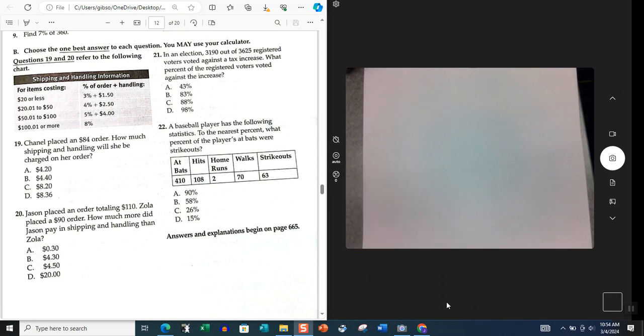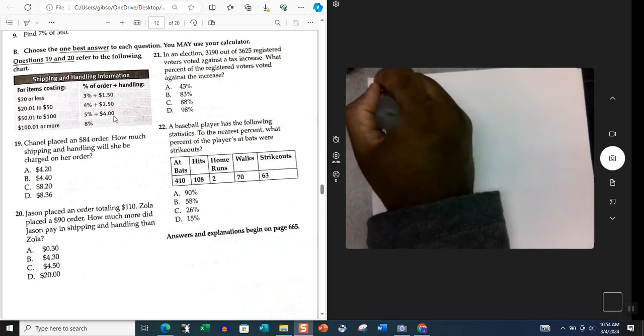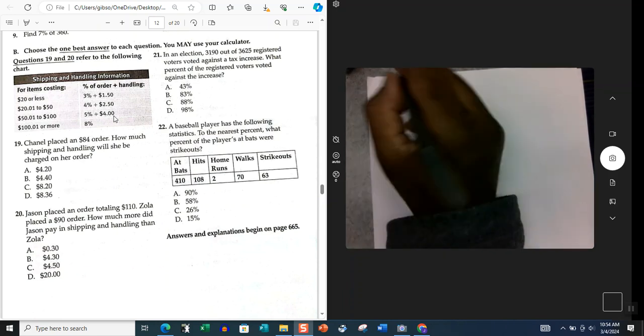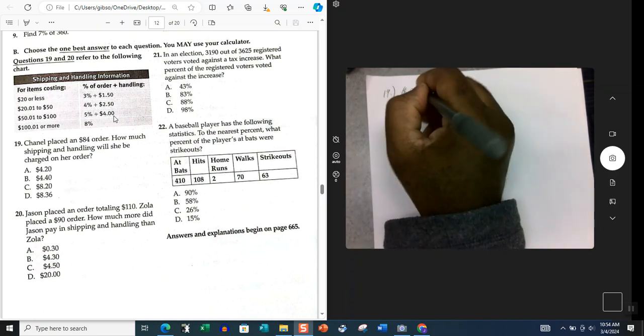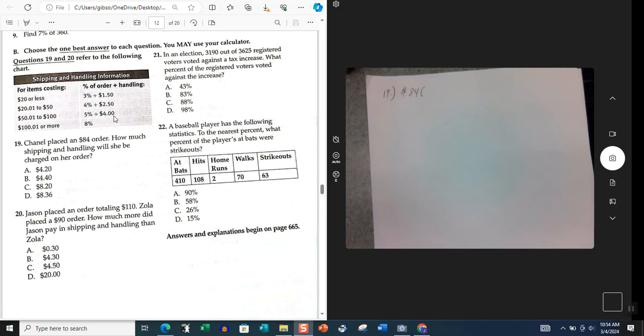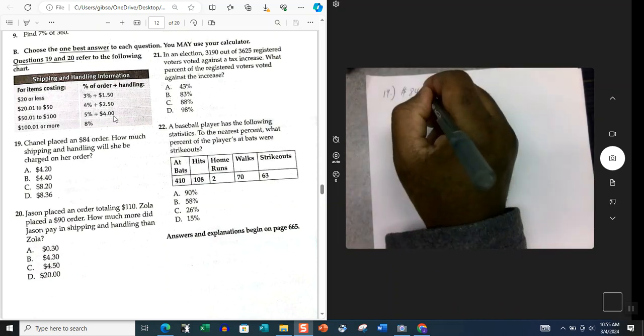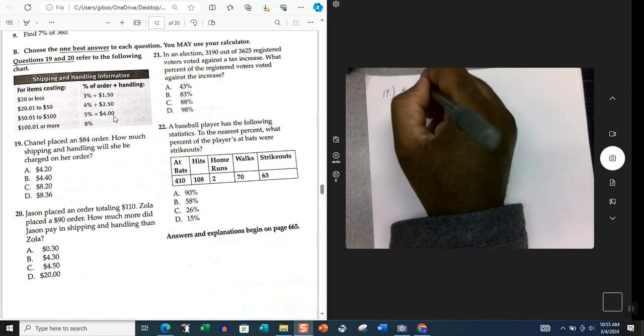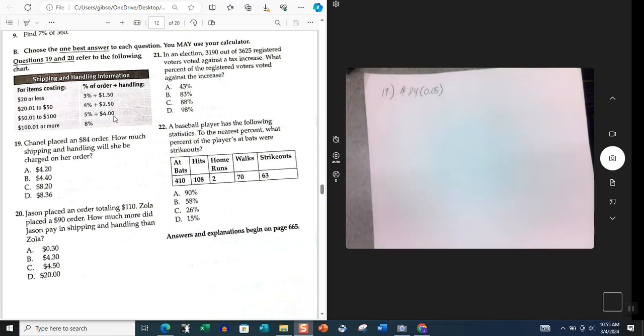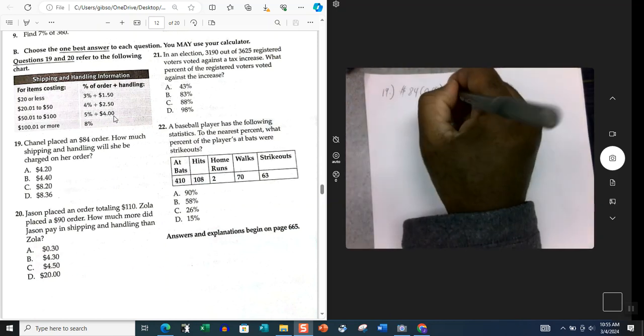So what we would do here, we see that we have an order placed at $84. So we will go down for items costing. This falls in the $50.01 to $100. So it's 5% plus an additional $4. So what you would do for problem 19, you would take your $84 and multiply it. You can use a parenthesis or the dot. Multiply it by the 5%, which is 0.05, and then you would add the $4.